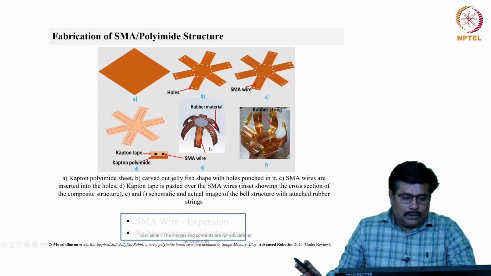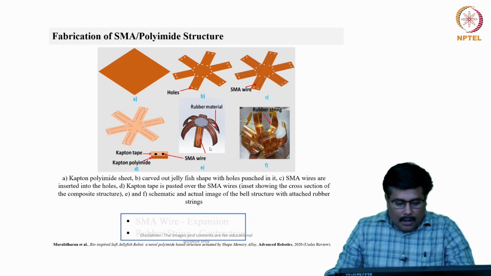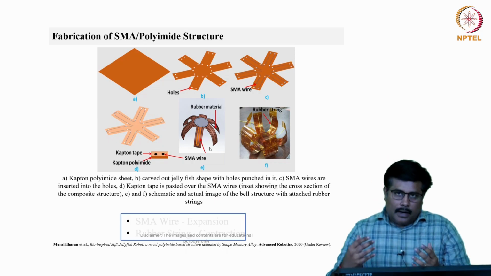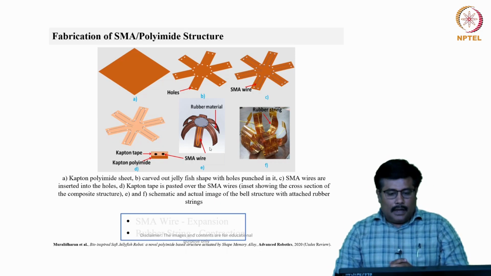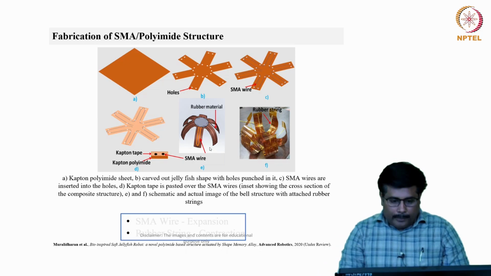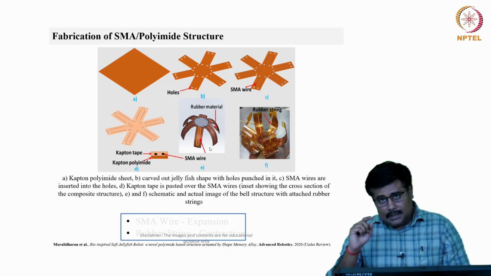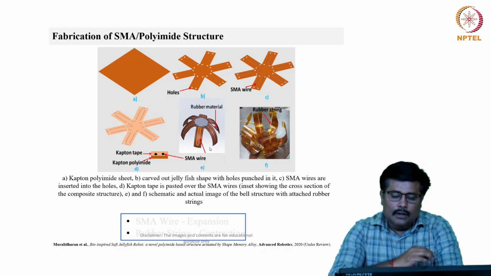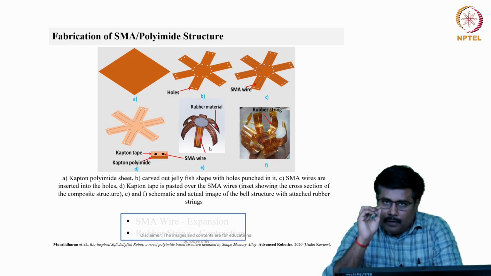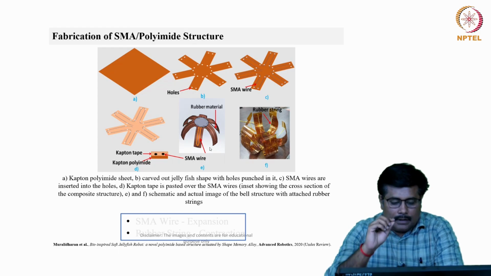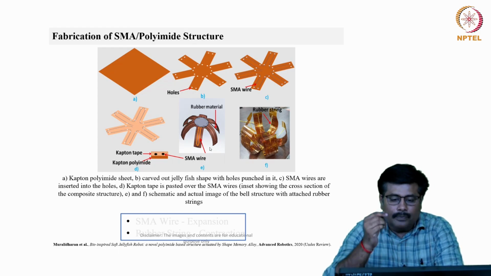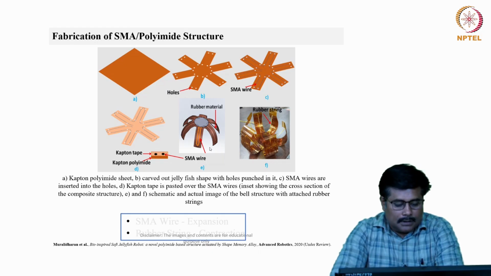Okay, so let me show you a simple example where shape memory alloy based structures can be integrated to create a propulsion mechanism. In fact, we discussed this case study earlier also. In this structure, we have a shape memory alloy integrated, so we have two different components. One is a polyimide structure, another is a shape memory alloy structure.